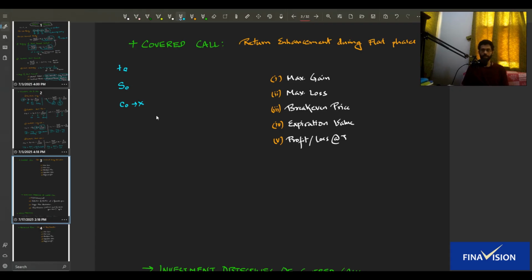First, let us discuss the mathematics behind a covered call. What are the calculations? What is the maximum profit? What is the break-even price? What are the costs? What is the value at the end of the expiry of the call option? Let us discuss all these things first.